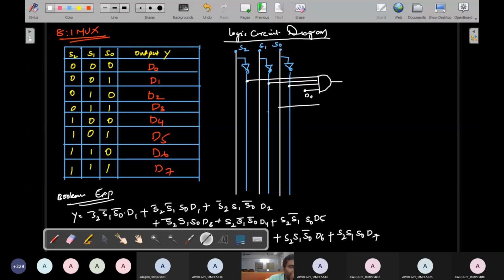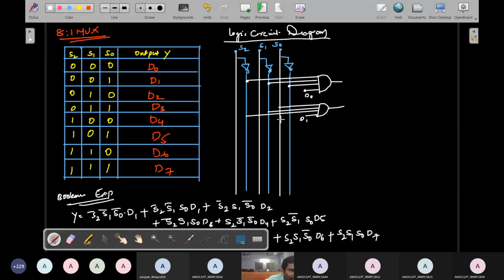Therefore you will draw here from S0 and here from S1 and S2, and take this as D1. So this is another gate. This is terminal D1. Like that, you will draw all the circuits like D0, D1, D2, D3, D4, D5, D6, D7. So total 8 circuits.